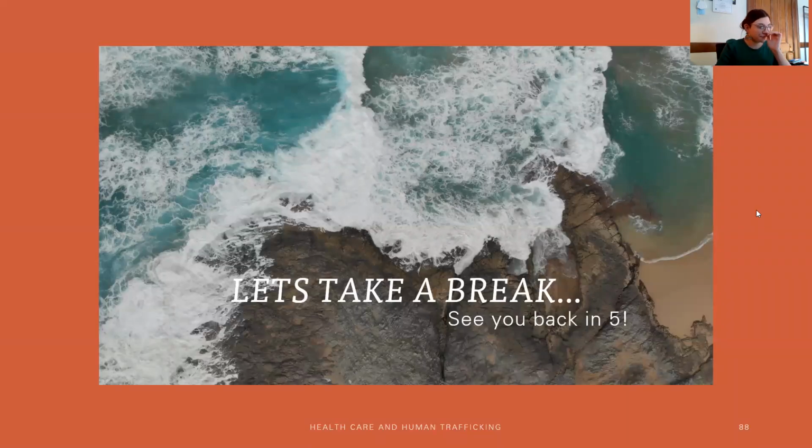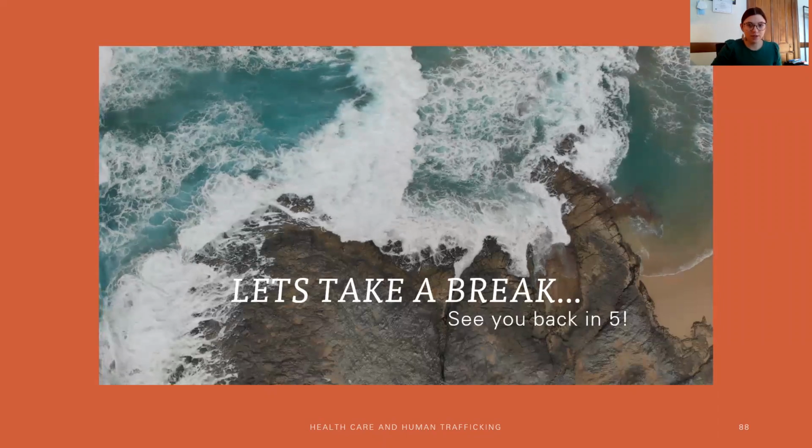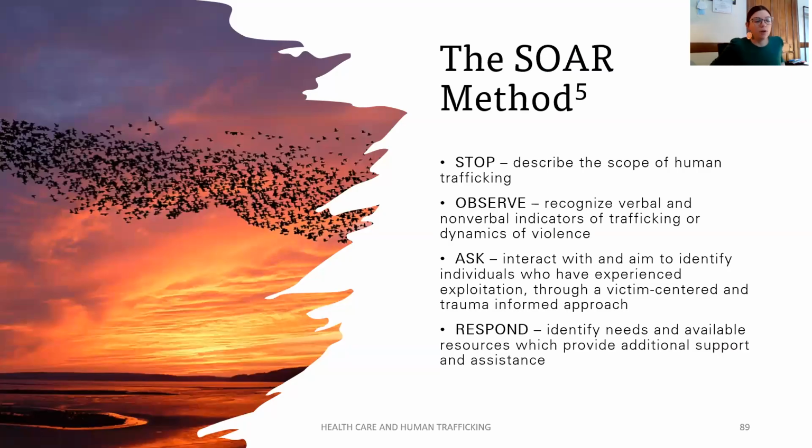All right, so next we are going to be talking about the SOAR method. So what is the SOAR method? It is S, stop, describe the scope of human trafficking. O, observe, recognizing verbal and nonverbal indicators of trafficking or dynamics of violence. A, ask, interacting with and aiming to identify individuals who have experienced exploitation through a victim-centered and trauma-informed approach. And then R, respond, identify needs and available resources, which provides additional support and assistance.